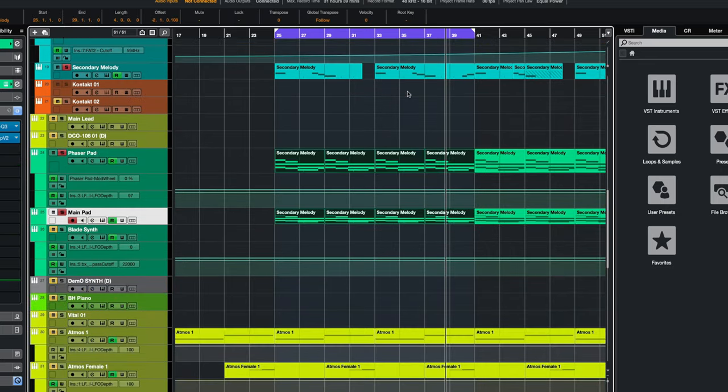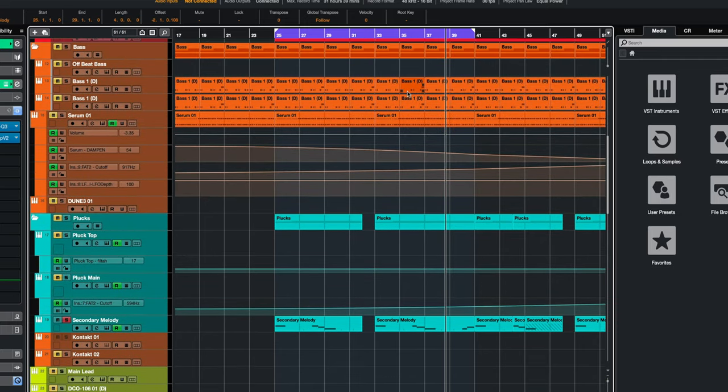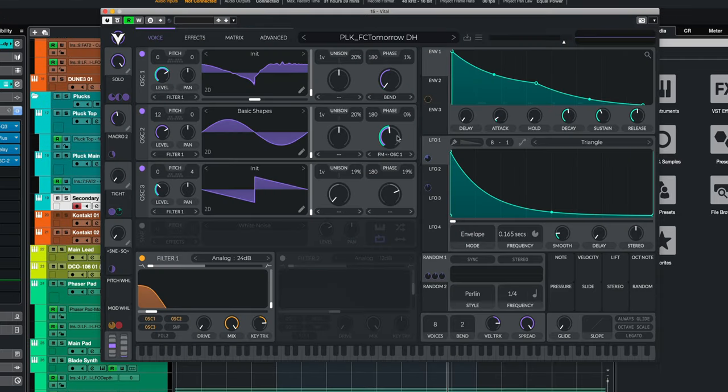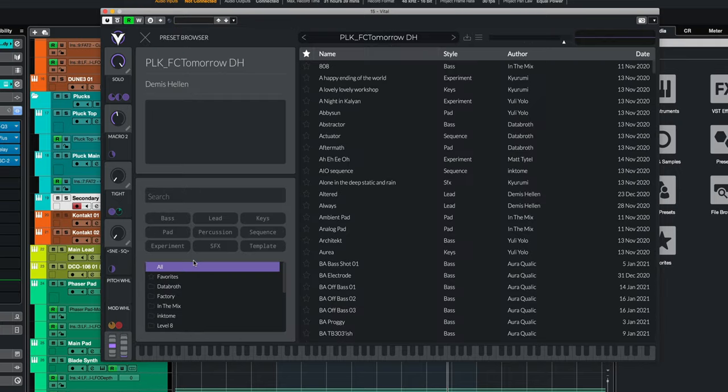And it just kind of complements both ends of the spectrum. This is very straight rhythm and that is very syncopated and swung. By the way, the pluck is called FC Tomorrow from Vital. It is out of my new Vital pack, Vital Trans Volume 2.